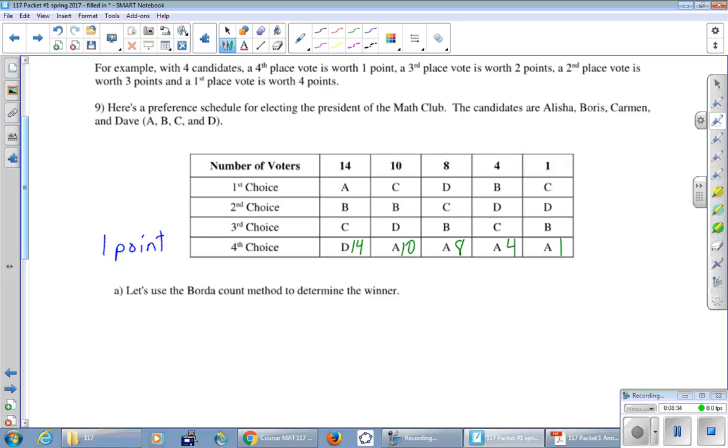Okay, things get a little bit more interesting when we move up a row. So 2 points for any 3rd place choice. Okay, so let's focus our attention right there. So 14 people thought that C was the 3rd best candidate, which means 14 people thought C was worthy of getting 2 points. So what do we do to calculate how many points C just earned? Well, we should be multiplying, right? 14 people each gave C 2 points. So 14 times 2 is 28, and that's the number we're going to put right there next to C.